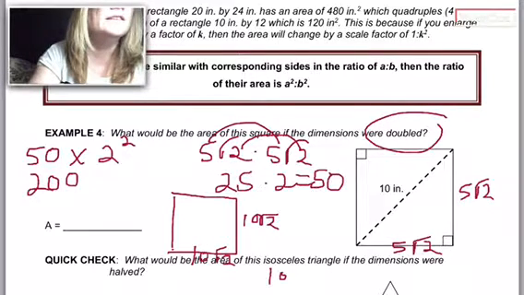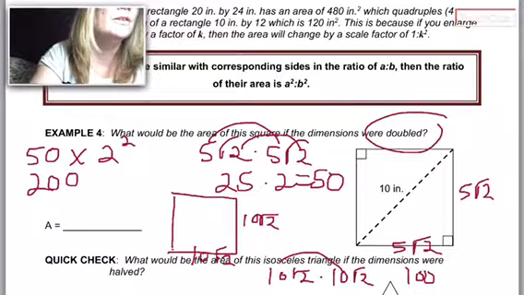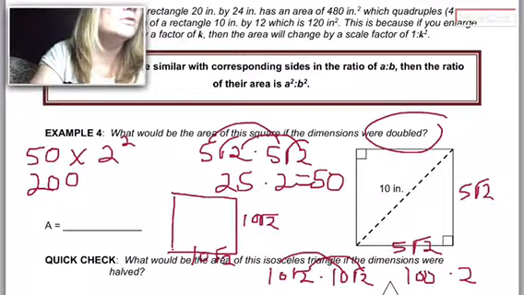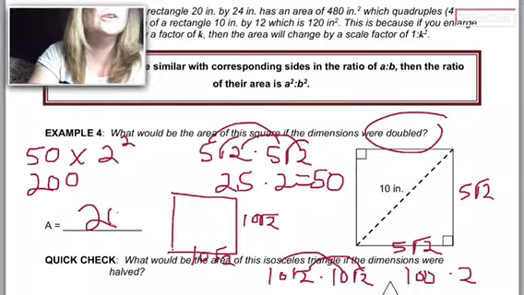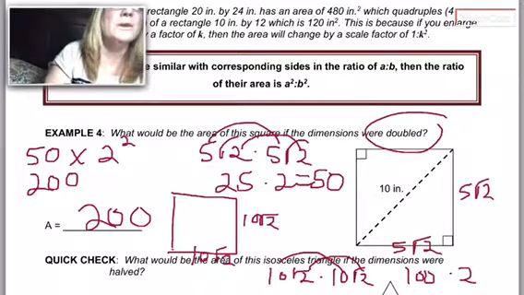So if you multiply 10 times the square root of 2 times 10 times the square root of 2, 10 times 10 is 100. The square root of 2 times the square root of 2 is 2. And 100 times 2 is also 200. So those are the two different ways you can do this problem. You can follow the rules, or you can always just draw yourself a picture and see exactly what happens.